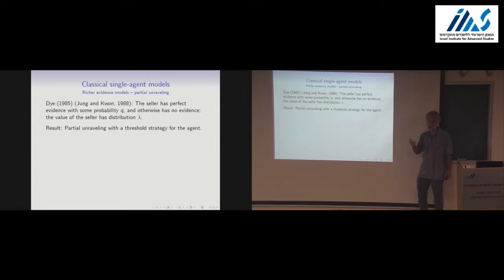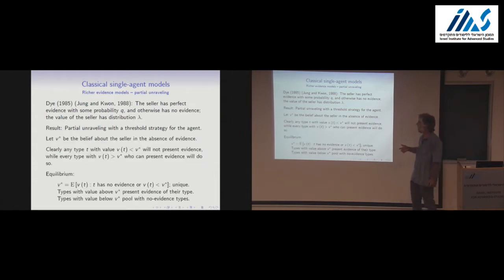Now we're going to have partial unraveling. Okay? The reason we're going to have partial unraveling is that the low quality types will prefer to pool with the no evidence types. So some types have no evidence to present. If I'm the bottom of the barrel, then I prefer not to present the evidence and make believe I'm unlucky, I didn't have any evidence to present, and thereby I'll be thought to be a slightly higher value.